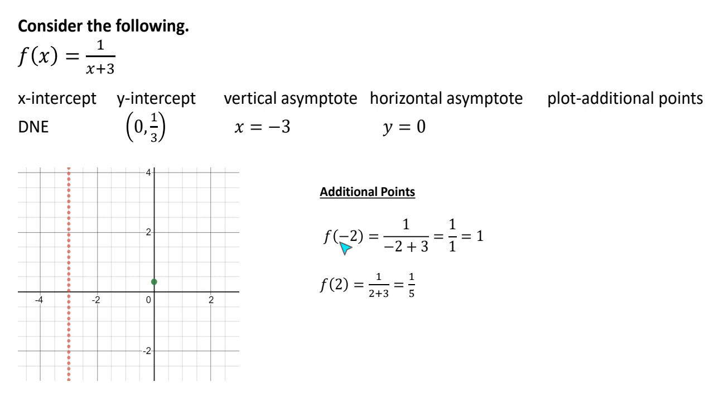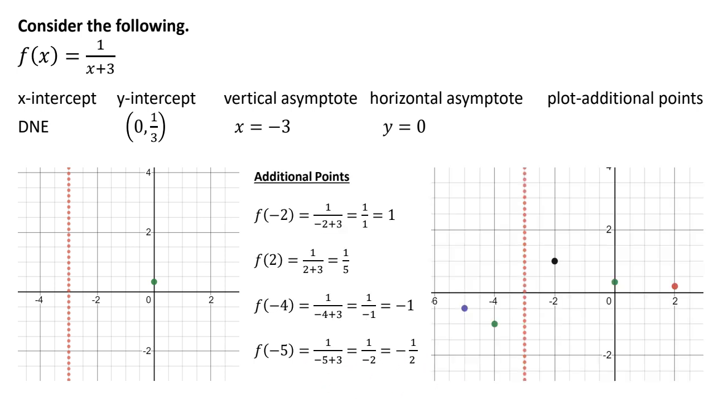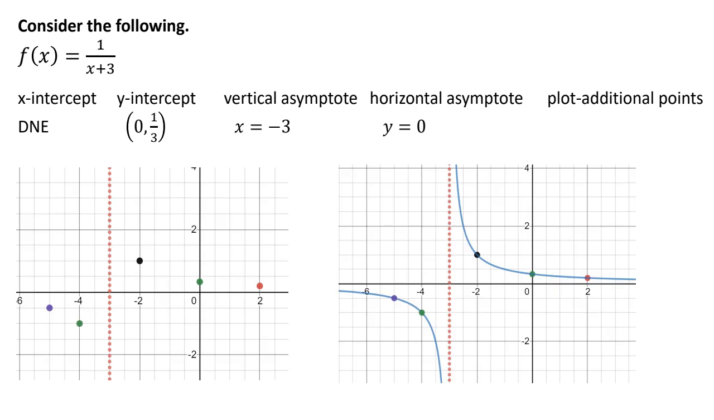So if I pick -2, then I would end up with 1. If I pick +2, I end up with 1/5. And on the left side, if I pick -4, I end up with -1. And -5 will give me -1/2. So if I plot these points, then this is what they look like. And so if I connect the points, then my graph is going to look like this.